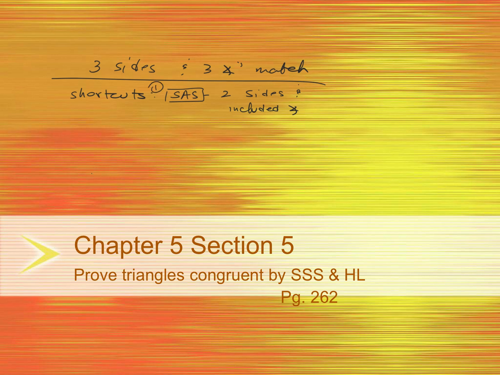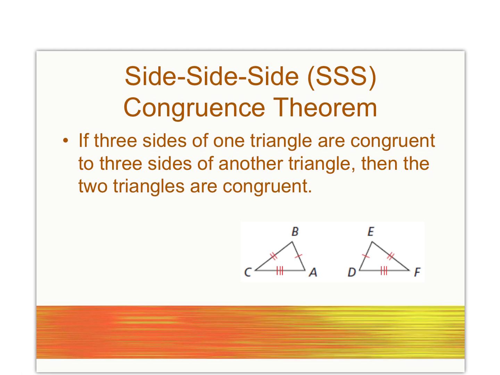Well, today we're going to learn two more shortcuts. We're going to learn side, side, side, and we're going to learn hypotenuse leg. Now, hypotenuse leg is special because it only works for right triangles, and we'll talk about that. But after today, you'll have three shortcuts to prove triangles congruent. So the side, side, side congruence theorem says that if you happen to have three sides of one triangle that are congruent to three sides of another triangle, then the two triangles are congruent.